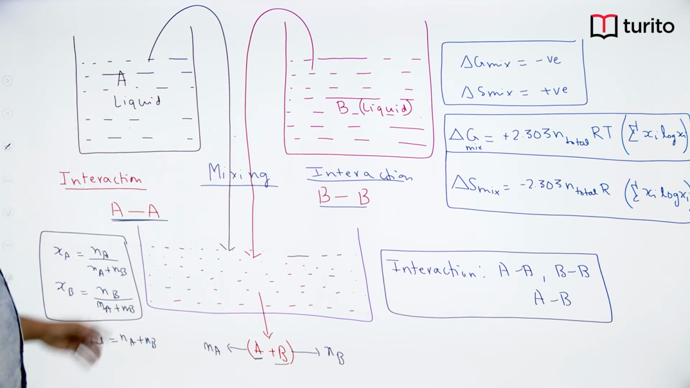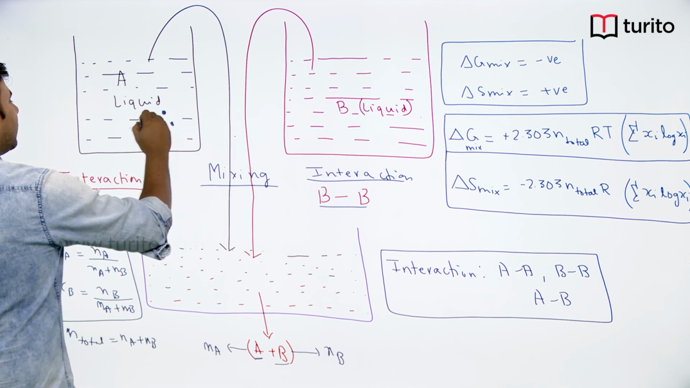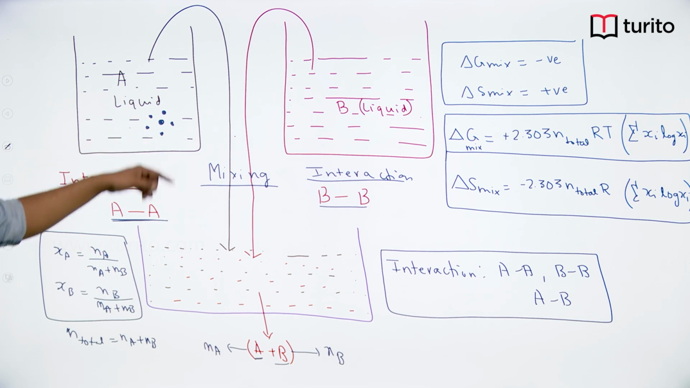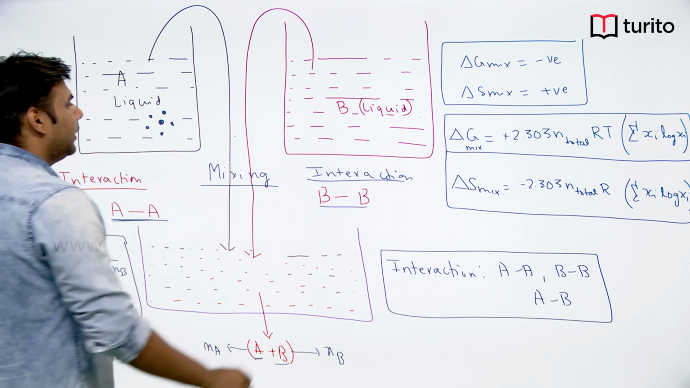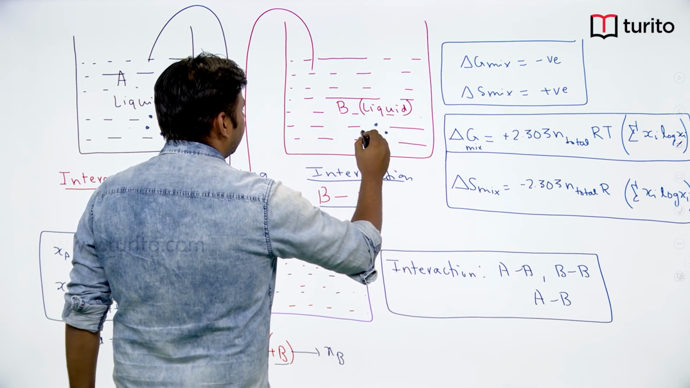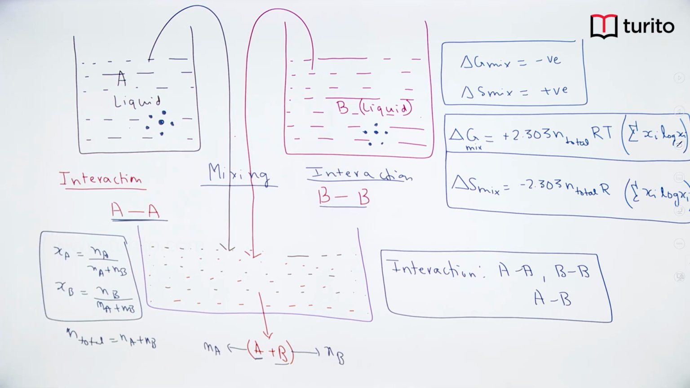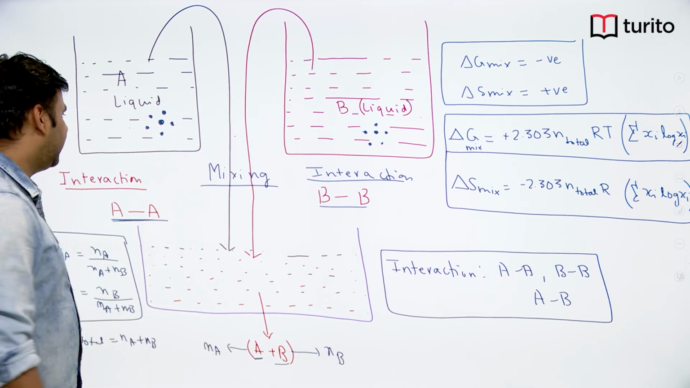So initially what was there? A molecule was surrounded by A molecules only. Okay, so the A molecule was surrounded symmetrically by A molecules. In the other liquid, the B molecule was symmetrically surrounded by B molecules. Okay. Now when we mix them, what will happen?